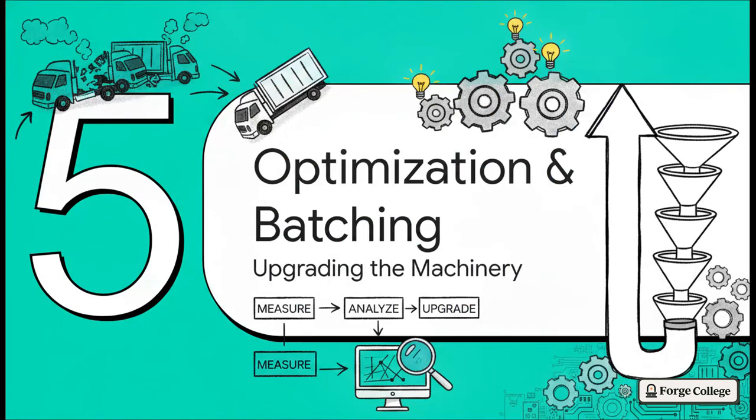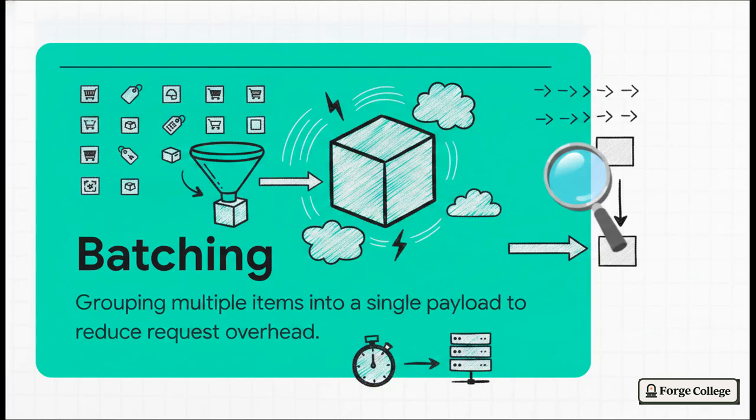Which brings us to Section 5, optimization and batching, upgrading the machinery. This step-by-step analytical approach to problem solving is actually a huge part of how we approach learning across all our programs at Forge College. So let's see how this builds into our first major fix, batching.